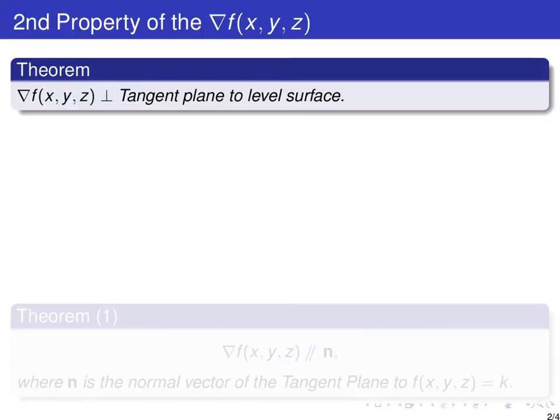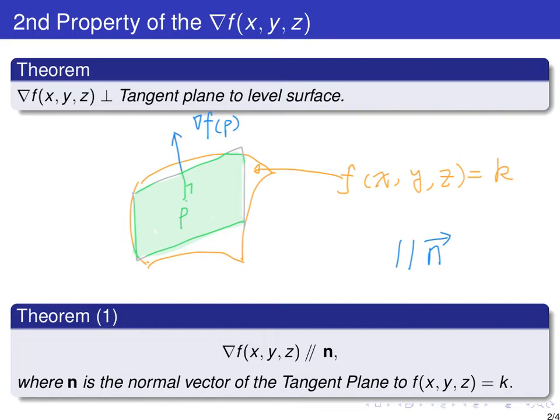To begin with, let's recall together what the property of the gradient vector is. If the function depends on three variables, so here's my function, then the gradient vector is going to be orthogonal to the tangent plane to the level surface passing through the point x, y, z. So here is the picture. Let's look at this picture together.